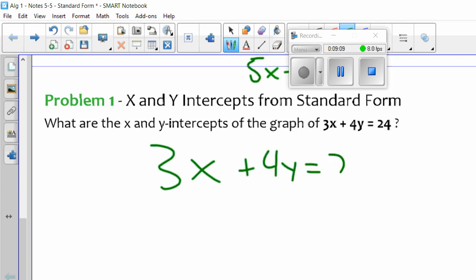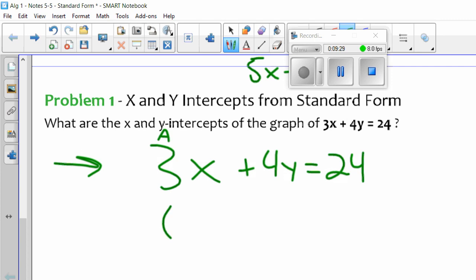This is called finding your x and your y intercept. I can do this if I have something in standard form. So is my equation in standard form? Go through your questions. Are x and y on the same side? Yes. Is a positive? Yes. Are there any fractions? No. So I got what I need.